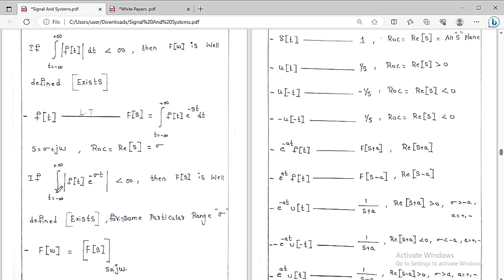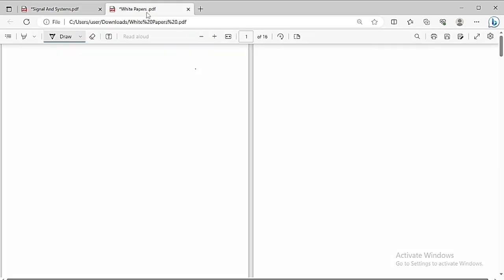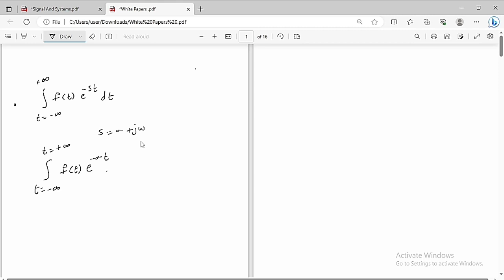Then here, in place of s I substitute. Listen carefully. Let me simplify so that you can understand. The integration from t equals minus infinity to plus infinity of f of t into e to the power of minus st into dt, where s is sigma plus j omega. In place of s I write sigma plus j omega. Finally, I get the integration from t equals minus infinity to plus infinity of f of t into e to the power of minus sigma t into e to the power of minus j omega t into dt.